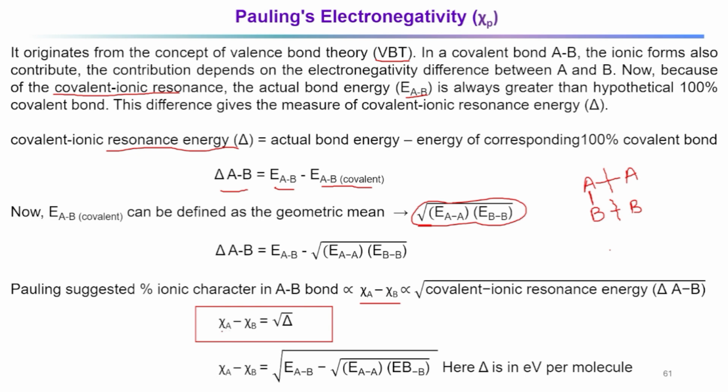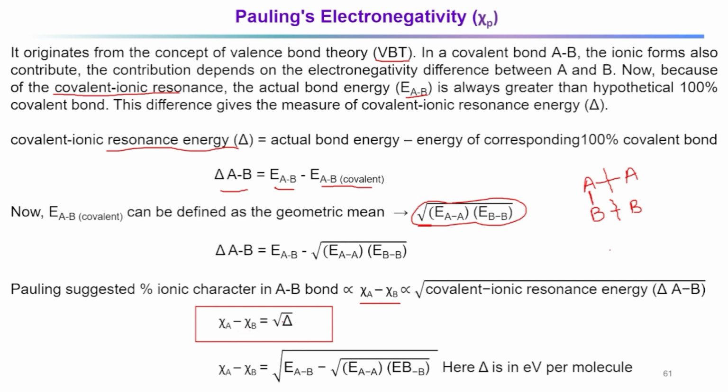This chi is the symbol of electronegativity. So electronegativity of atom A minus electronegativity of atom B is actually square root of delta AB. That means if we take the square root of this covalent ionic resonance energy, we get the electronegativity difference between those two atoms. Now this chi A minus chi B, whichever is greater, you can take that. If electronegativity of B is greater, you can take chi B minus chi A. Okay.